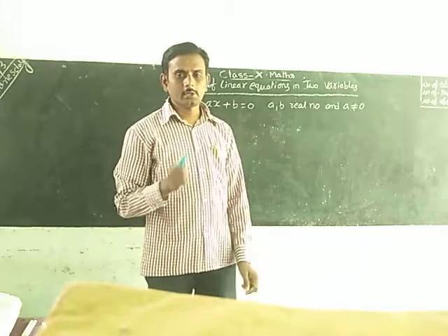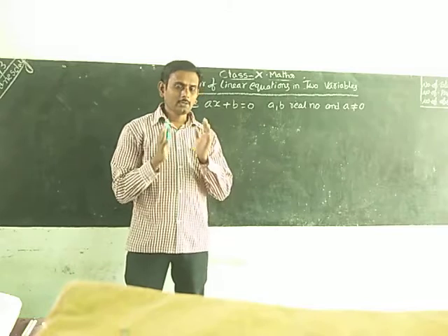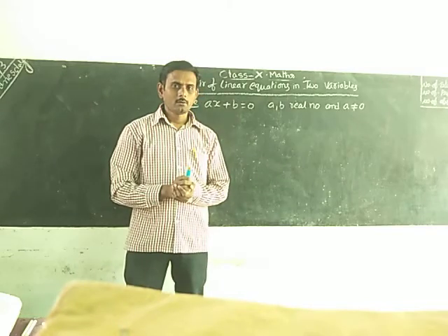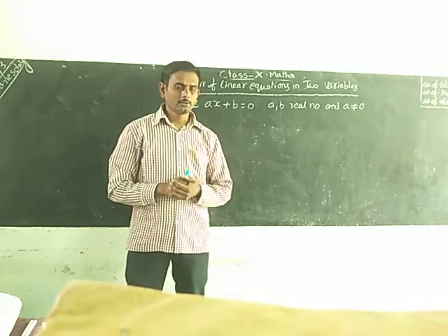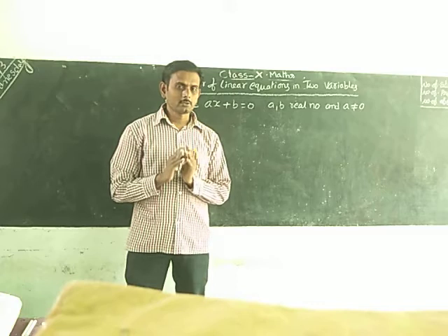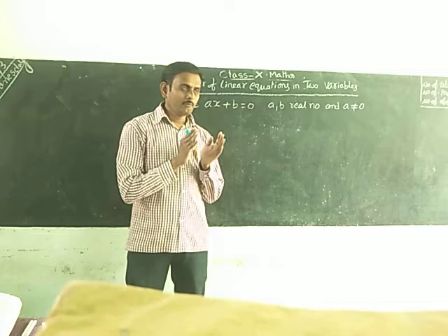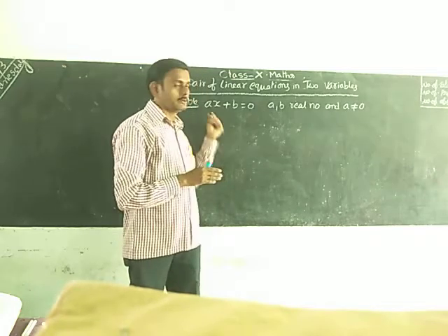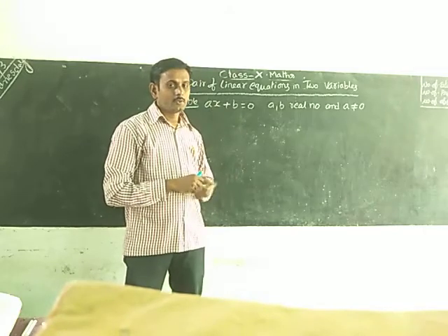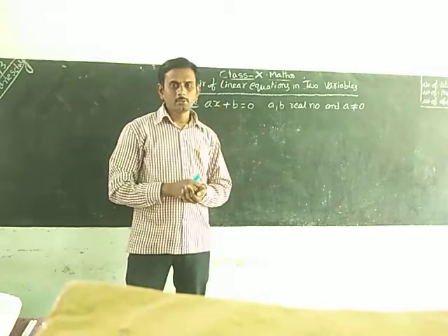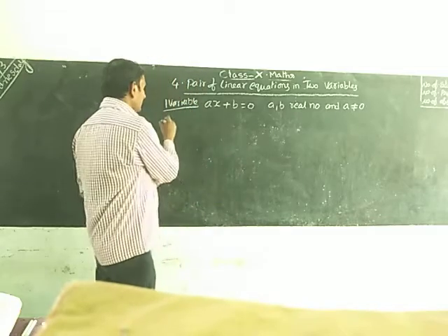Whenever we want to say linear equation, that equation should have degree 1. Then only we can say that it is a linear equation. As well as that, the degree of the variable is 1 and that coefficient should not be equal to 0.